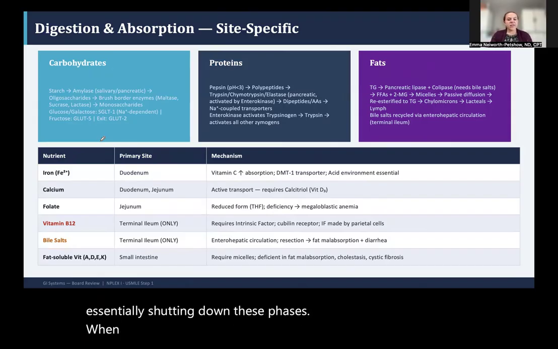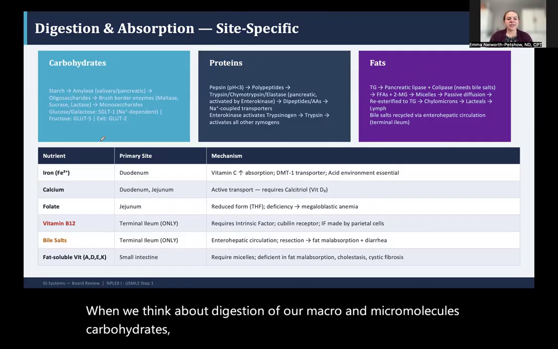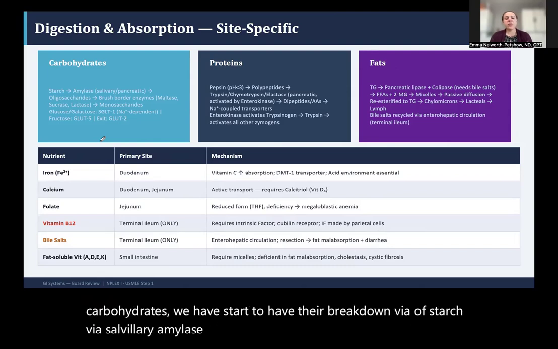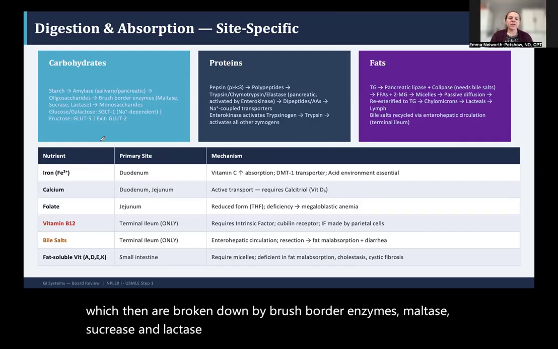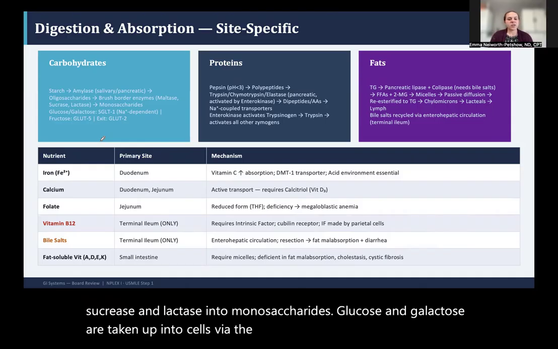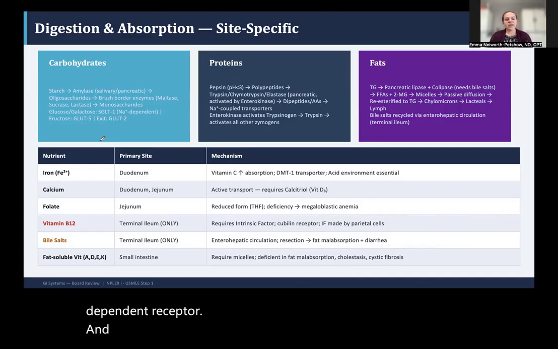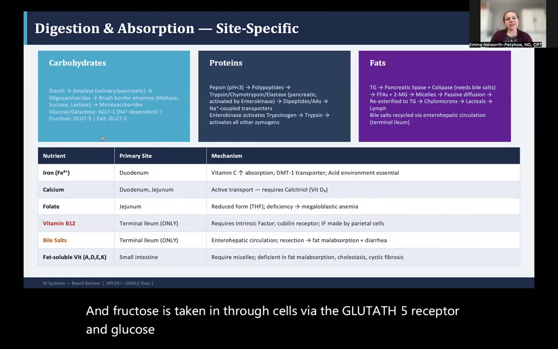When we think about digestion of our macro and micromolecules, carbohydrates start their breakdown of starch via salivary amylase and pancreatic amylase into oligosaccharides, which are then broken down by brush border enzymes, maltase, sucrase, and lactase, into monosaccharides. Glucose and galactose are taken up into cells via SGLT1, which is a sodium-dependent transporter. Fructose is taken in through the GLUT5 transporter. And glucose and fructose exit the enterocytes via a GLUT2 transporter.